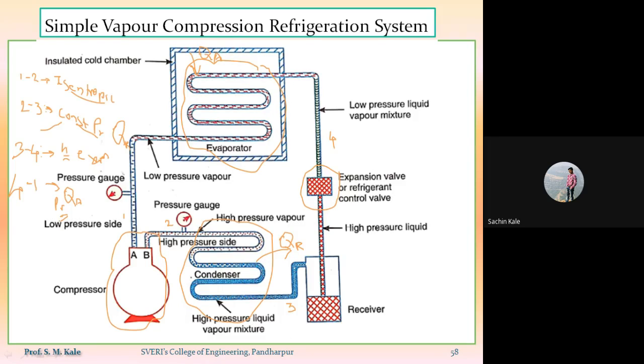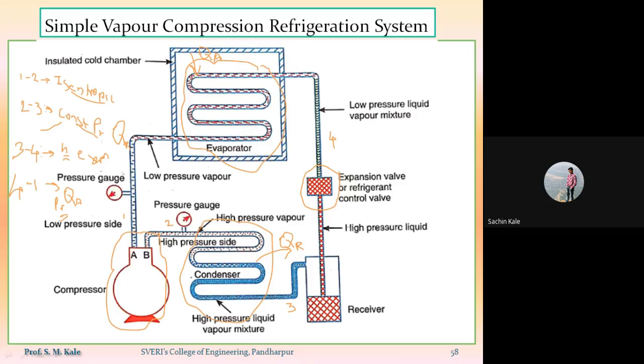Process 1 to 2 is nothing but the isentropic compression process inside the compressor. 2 to 3 is nothing but constant pressure heat rejection inside the condenser. 3 to 4 is nothing but isenthalpic expansion inside the expansion valve. And 4 to 1 is nothing but constant pressure heat addition inside the evaporator.